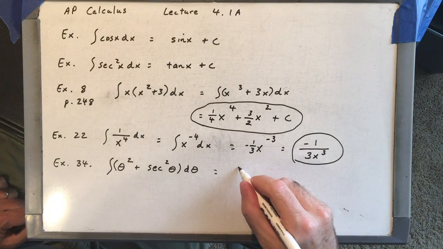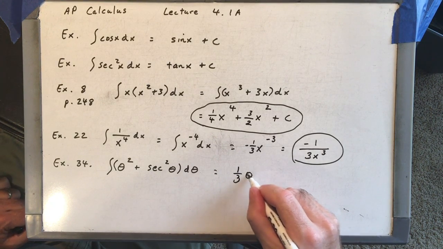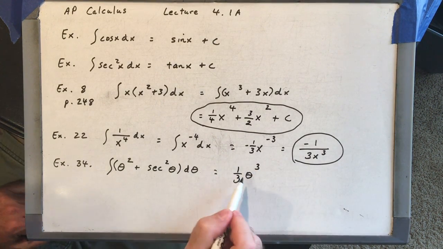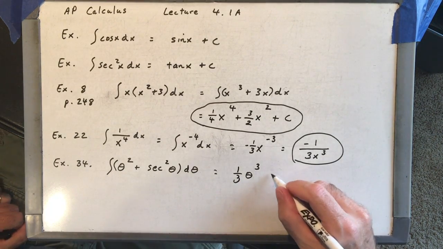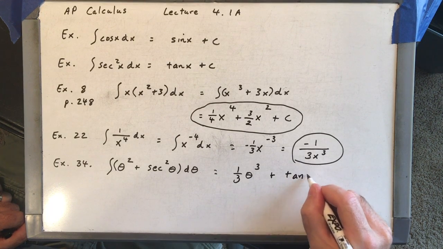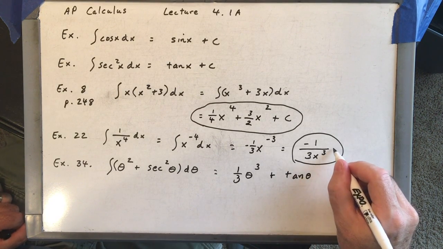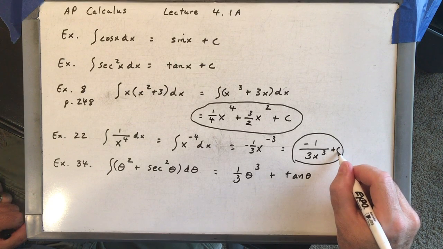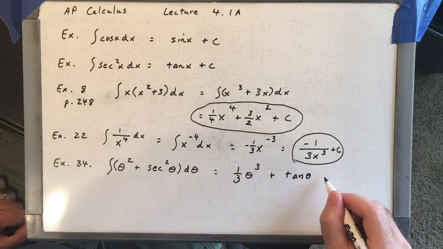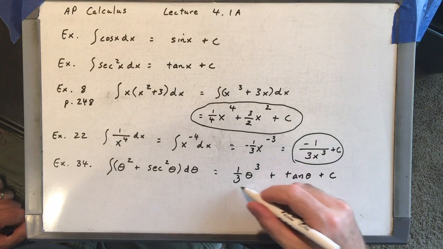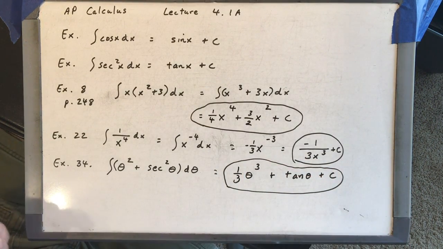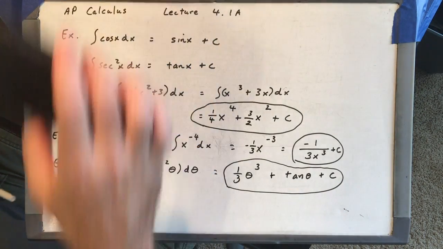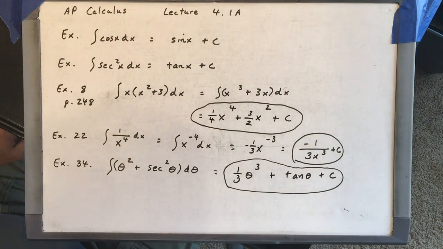Well, that's just going to be 1/3 theta cubed, right? Take the derivative of that, and you'll come up with theta squared. And then we've already done the secant squared plus tangent theta. Oh, what did I do here? I forgot the plus c. Take off a point from me. Right, plus c. Okay, one more to go and we're done with this lecture.